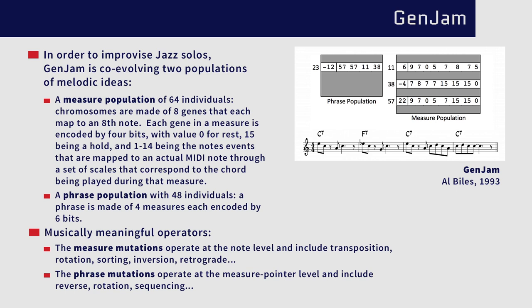Each chromosome in both populations is associated with a manually determined fitness value. When trading fours, GenJam simply records the human player, and during the last bit, it applies mutation operators to this recording to generate its answers. What is original about GenJam is that instead of the traditional random mutation, the mutation operators are musically meaningful. The measure mutations operate at the note level and include transposition, rotation, sorting, inversion, retrograding, etc., while the phrase mutation operates at the measure pointer level and includes reversing, rotation, sequencing, and operators that try to combine highly fit measures while trying to ensure the genetic diversity of the population.